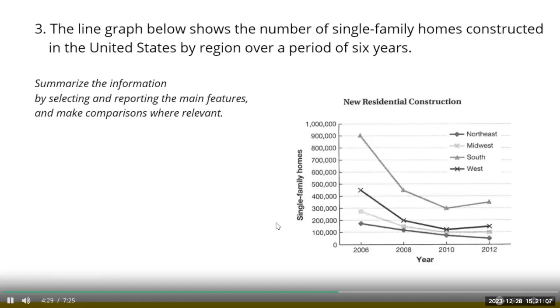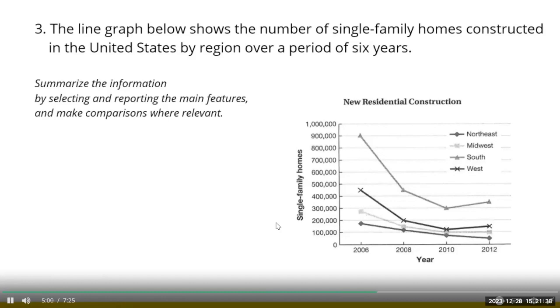And your task is exactly the same that I explained to you earlier, to summarize the information by selecting and reporting the main features and make comparison where relevant. So you are going to compare and you are going to discuss the most important details in this graphic. So for example, highest number, lowest number. You can also compare some, for example, some lines. And as you see, the 2 bottom lines are quite similar.